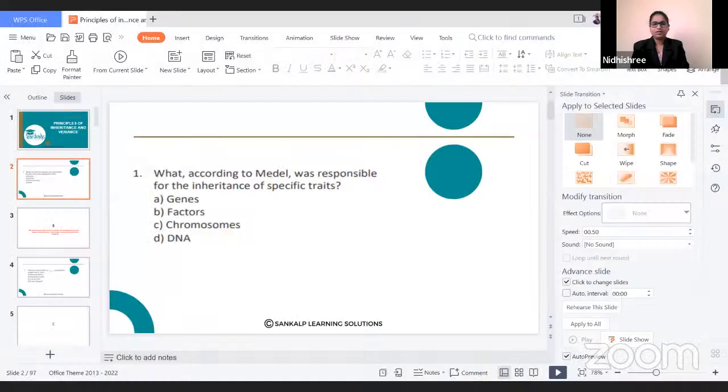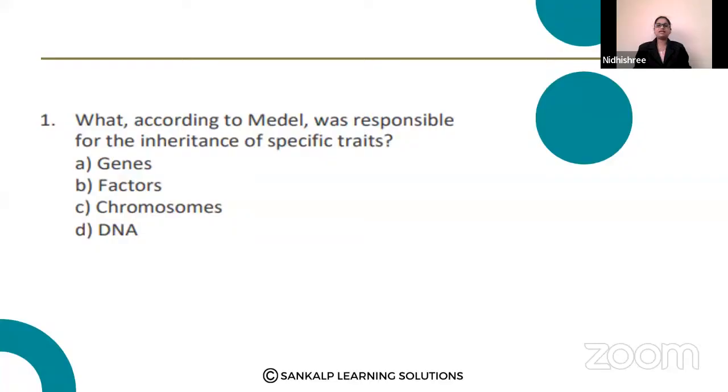Okay. The first question is, what according to Mendel was responsible for the inheritance of specific traits? Option A, genes. Option B, factors. Option C, chromosomes. Option D, DNA. Option B, ma'am. Option B. Saundarya, Pavitra, Nidhi, Kumar, Chandru, Soumya Nara, Chaitra. Most of them voted for option B, that is factors.